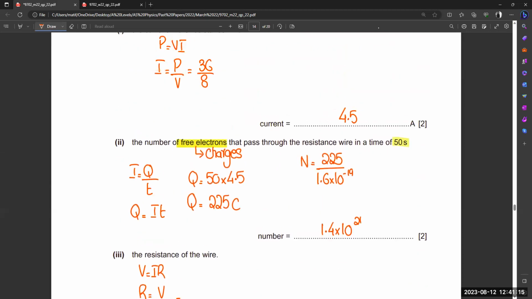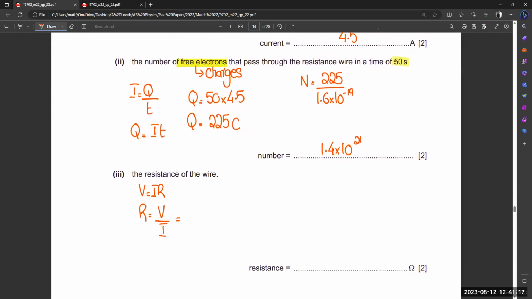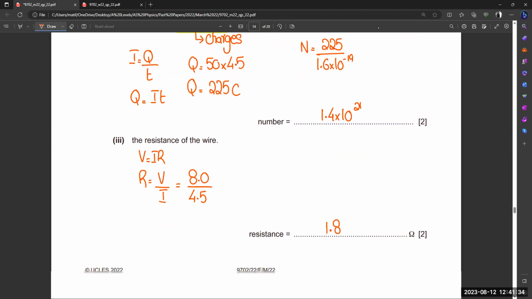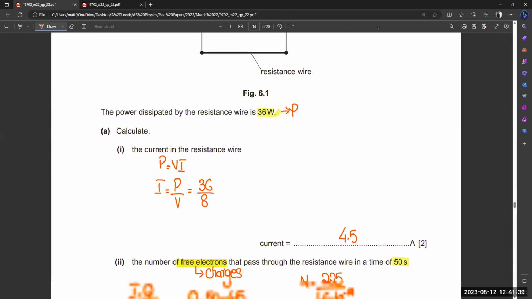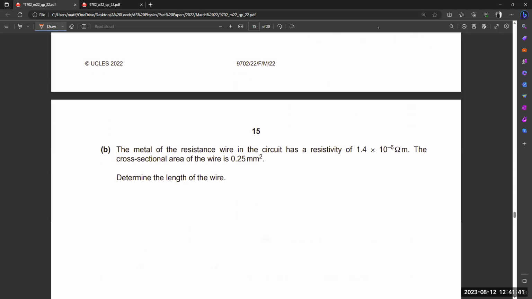So voltage is 8 and I is 4.5. So 8 divided by 4.5 gives you 1.78, or you can just round it to 1.8 ohms. Okay, so these are 6 marks from this question.